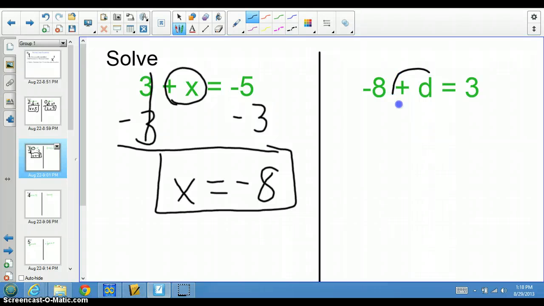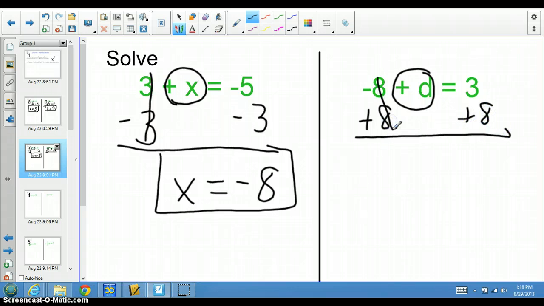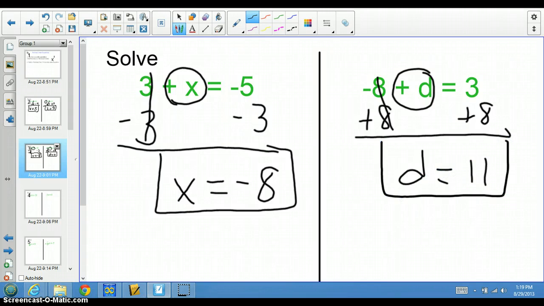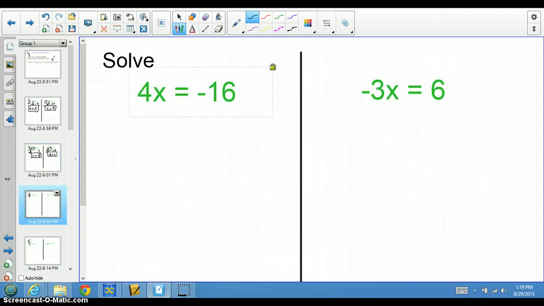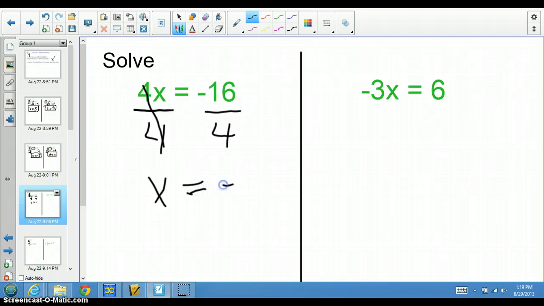For the next one, I need to get this d all by itself, so I have to do the opposite of minus 8 and add 8 to both sides. So d equals 11. The next one, 4x equals negative 16. Well, 4x, that means 4 times x, so we're multiplying. So I have to do the opposite and divide. Okay, so I'm going to divide each side by 4. So I get x equals negative 4.